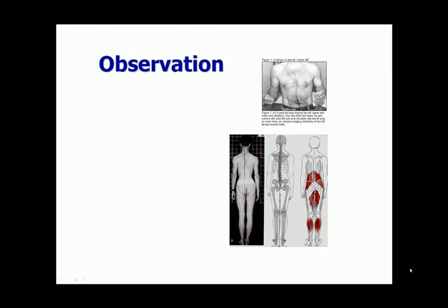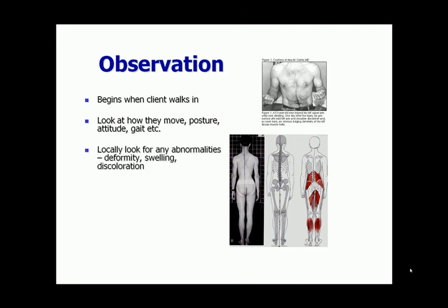The first component of the objective examination is observation. Observation begins as soon as the client walks in. You'll be looking at how they move, their posture, their attitude, any antalgic positions they may adopt, their gait, and how they sit and stand. It's important also to look locally around the area of dysfunction for any abnormalities. This may involve deformity, swelling, discoloration in the form of bruising or hematoma.